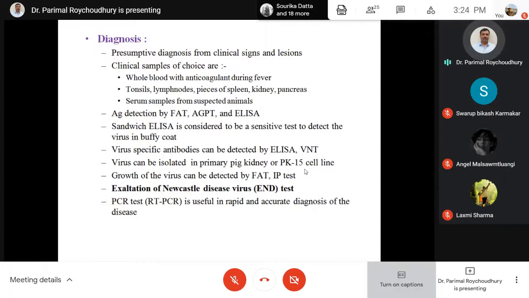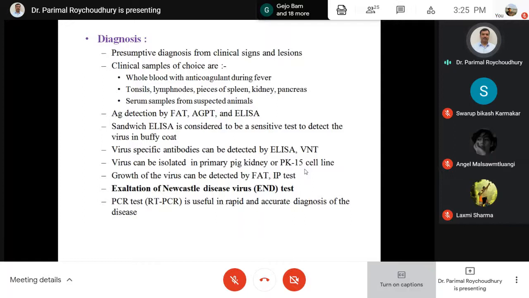So it has been seen that if any cell culture is previously infected with Newcastle disease virus, and then you give the classical swine fever virus, the classical swine fever will produce extensive lesions in the cell culture. Newcastle disease virus in the PK15 cells never produces any cytopathic changes. But when you mix both viruses and give infection, then you can see explosive cytopathic changes.